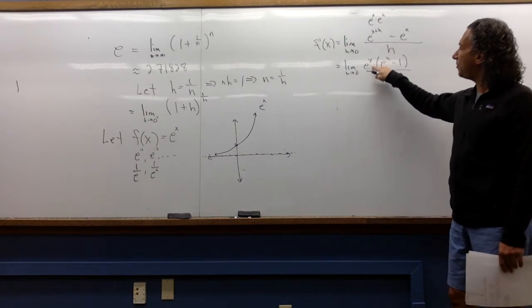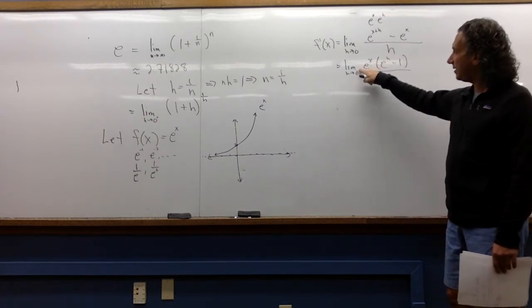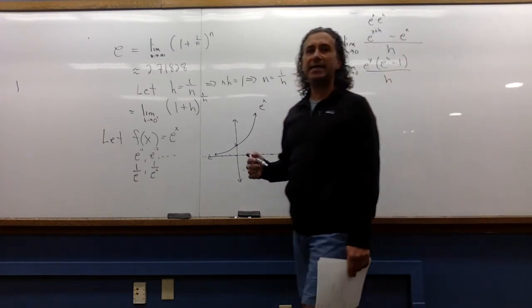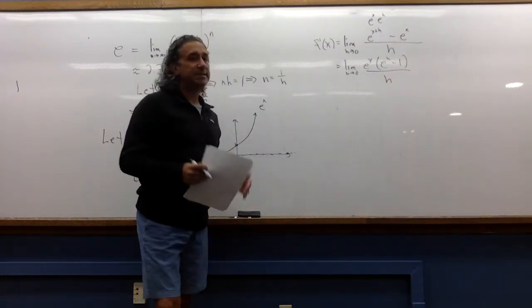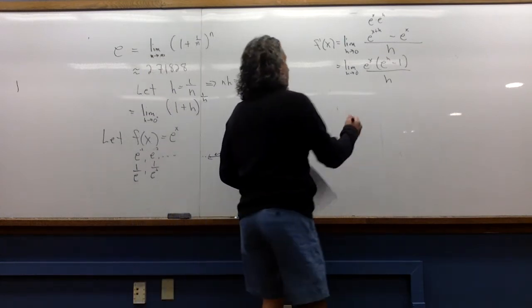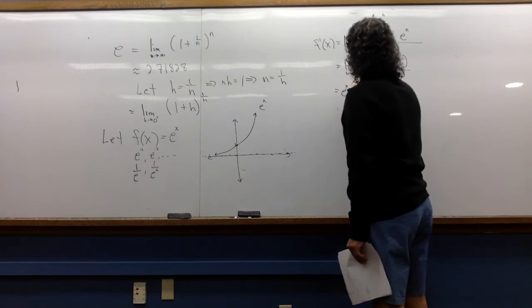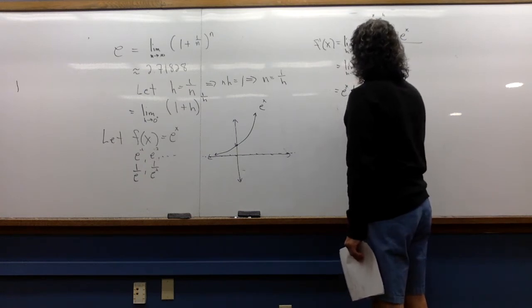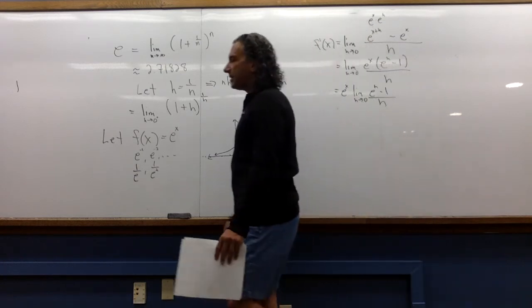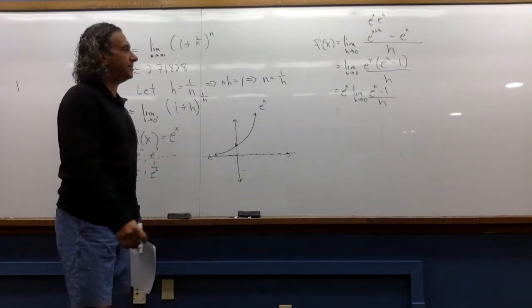When you have something in the numerator, you can actually put it right here. And if I put it right here, this guy is with respect to x. The limit is with respect to h. So the e to the x is constant with respect to h, so we can pull it outside. So this becomes e to the x times the limit as h goes to 0 of e to the h minus 1 over h. So that's the limit that I want to study.